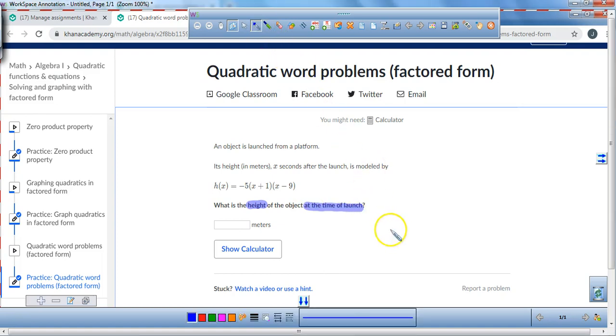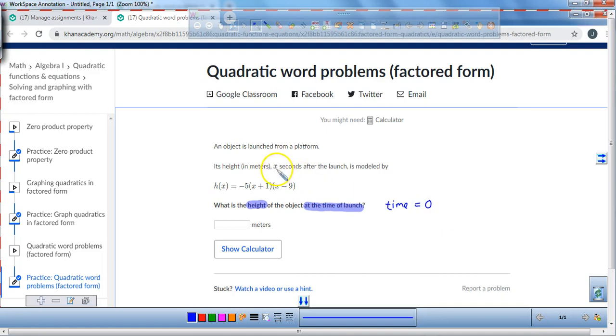So what's the height at the time when it's launched? When it's launched, basically, that's where the time is equal to 0. Time equals 0. And since x is seconds, if we're going to do it by hand, we'd plug in a 0 right here, and we'd plug in a 0 right here, because at the time of launch, there are 0 seconds. So here's what it would look like if you do it by hand.